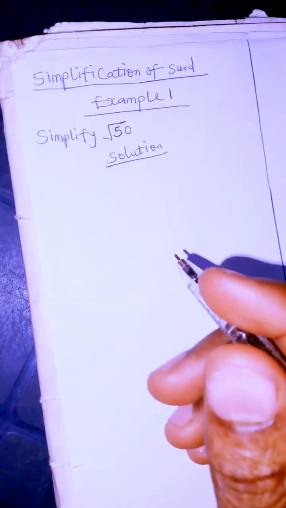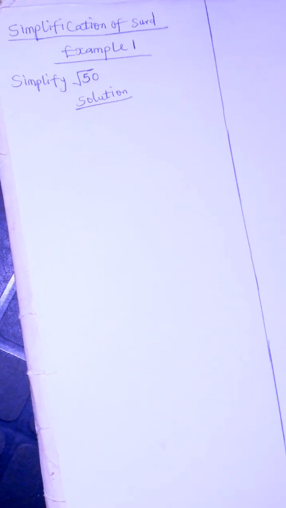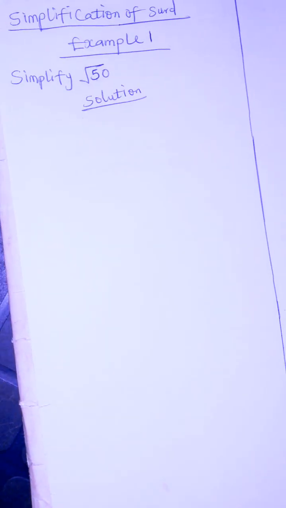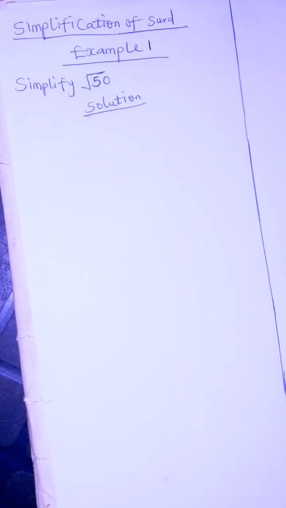If we look at it critically, 25 times 2 is 50. If we take the square root of 25, it will give us whole number. But if we take the square root of 2, it will not give us whole number. So 2 is irrational number. So we are going to be using a rational number to multiply an irrational number that can give us 50.